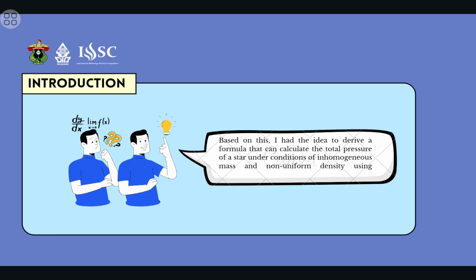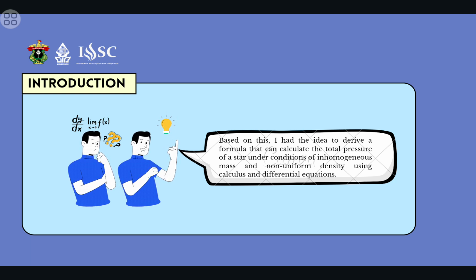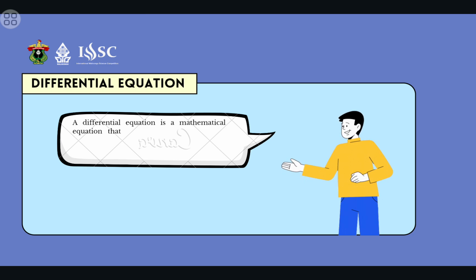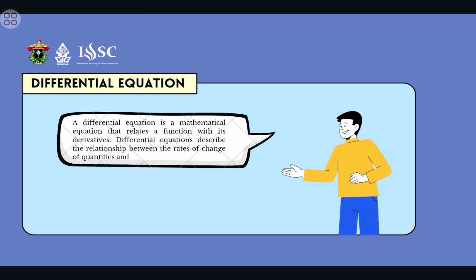Based on this, I had the idea to derive a formula that can calculate the total pressure of a star under conditions of inhomogeneous mass and non-uniform density using calculus and differential equations. But before we continue the discussion to a higher level, I will first introduce and provide an example related to differential equations.